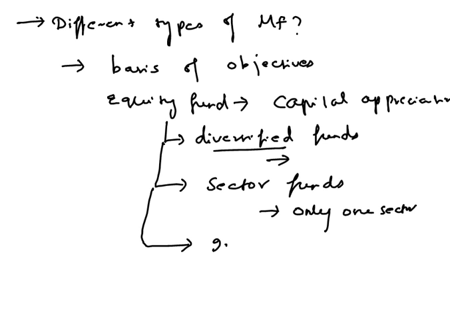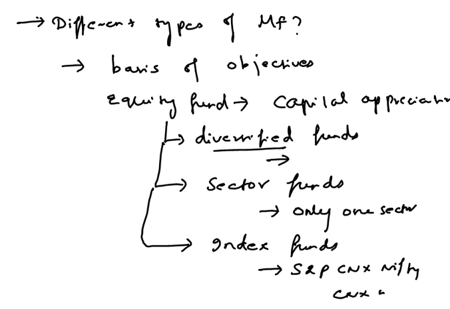And another type of equity fund is index funds. These funds invest in the same pattern as popular market indices like S&P CNX Nifty, CNX 500, or Sensex, S&P BSE 500. So it just invests in one of these indices.